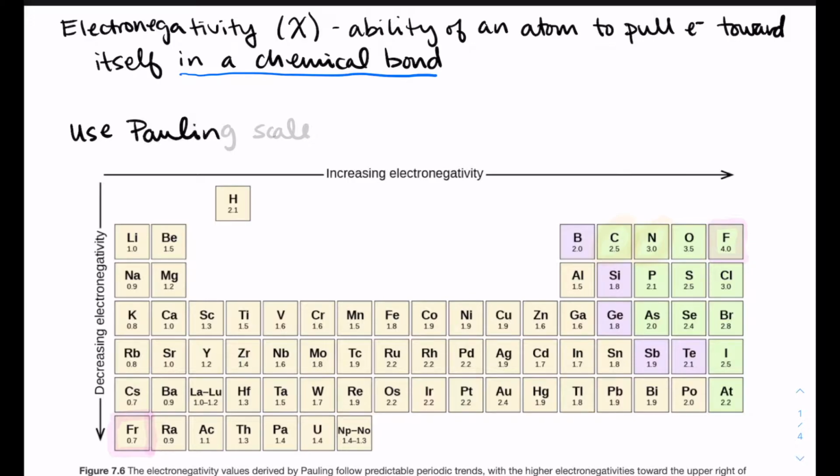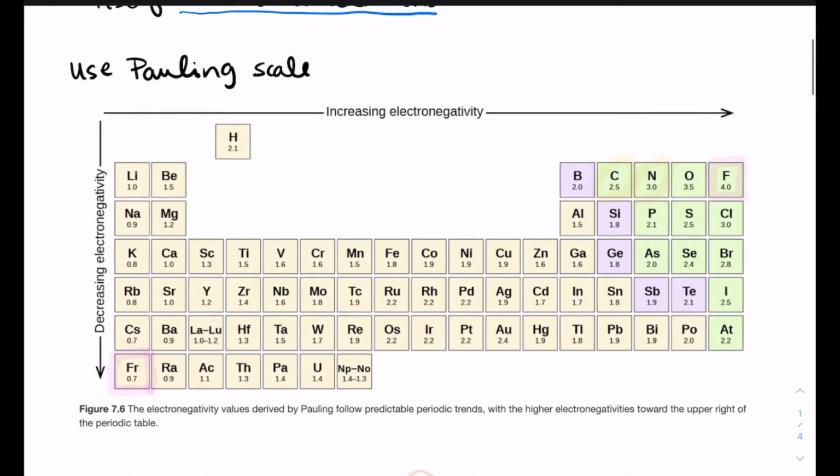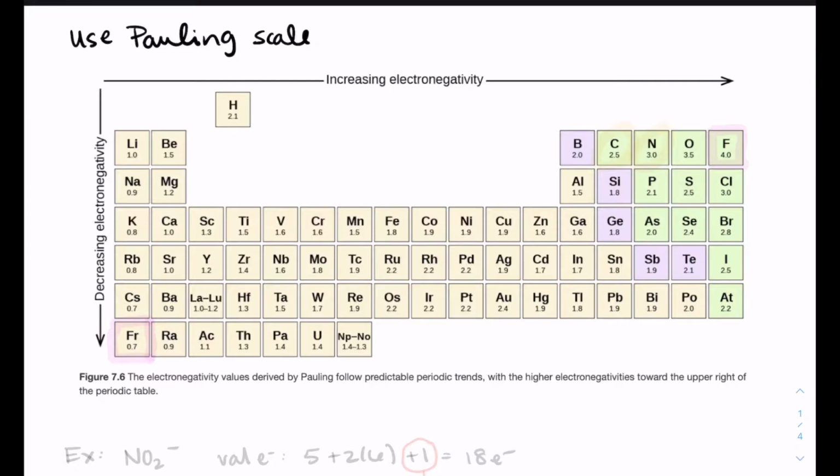And I've got some things highlighted on here. Fluorine is the most electronegative atom, and its electronegativity is 4 or about 4. Some places, you might see it say 3.9. Whether it says 3.9 or 4, it's going to be the most electronegative. And in the bottom left, francium is the least electronegative atom. So these are the Pauling scale electronegativities for all of these different elements.